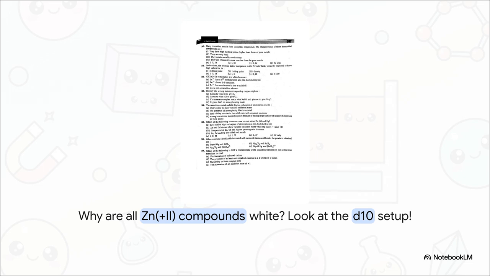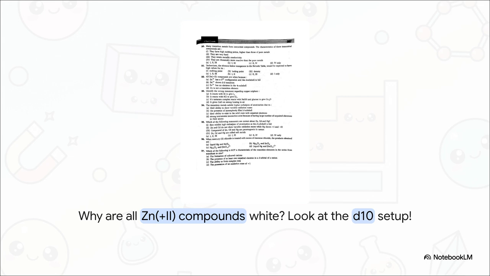Check out question 32 from our source material. It asks why all zinc plus 2 compounds are white. When you think about it, the answer is directly tied to what we just talked about. Zinc has a D10 configuration. That means its D subshell is completely stuffed full. Because it's full, there's just no room for electrons to jump around and absorb light. So it technically doesn't transition, and therefore it completely lacks color.